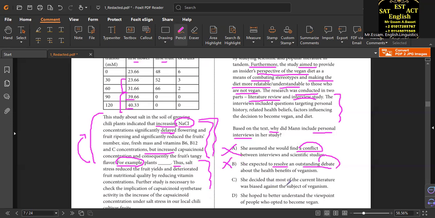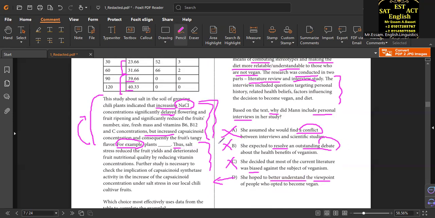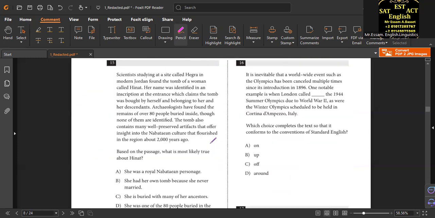She decided that most of the current literature was biased. She didn't mention that. As I told you, the word biased or prejudice is a test-making word, not mentioned. But look here: better understand the viewpoint about what? What people who opted, chose to become vegan. So letter D is the best answer. That's why. See that? Yes. Now let's jump to the next question.